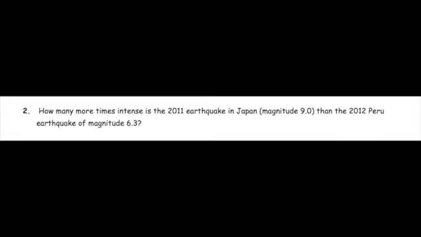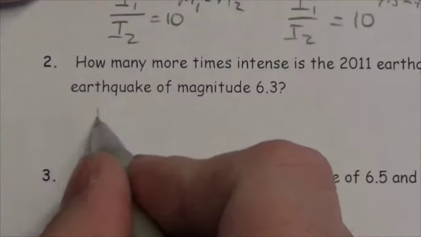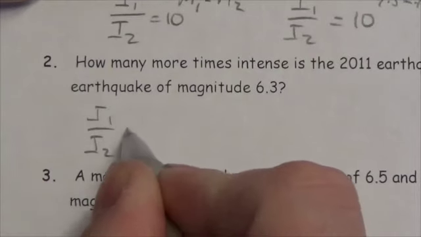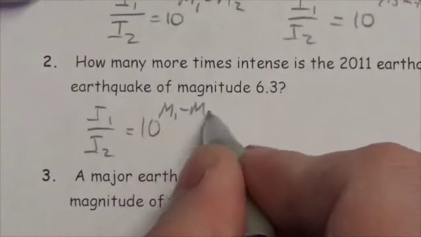How many times more intense is the 2011 earthquake in Japan with a magnitude of 9.0 than the 2012 Peru earthquake of magnitude 6.3? Here's another question where we're being asked to compare the intensities. And then remember, the intensity of the first quake compared to the intensity of the second quake will equal 10 to the magnitude of the first minus the magnitude of the second.